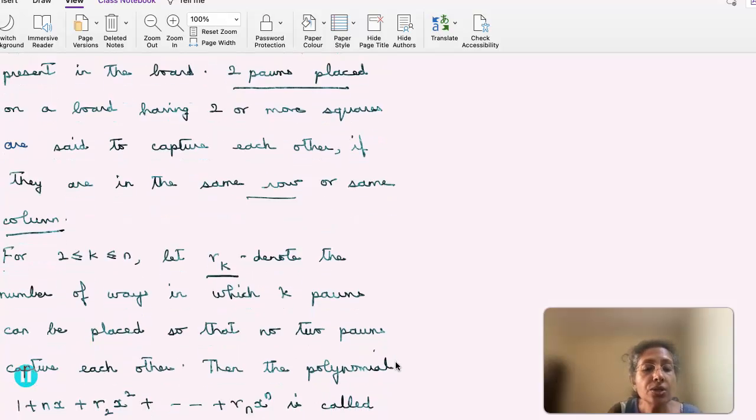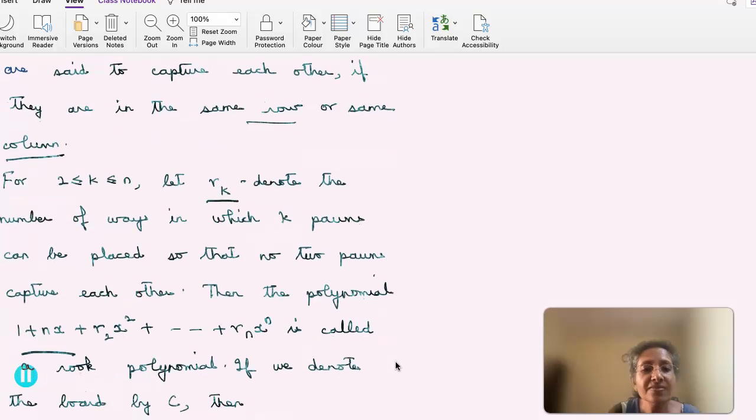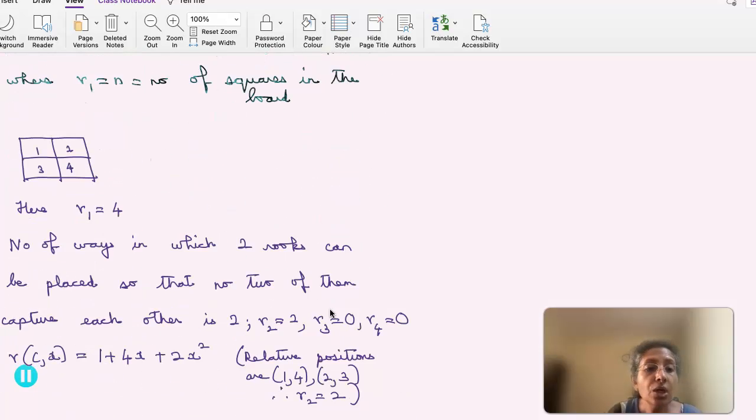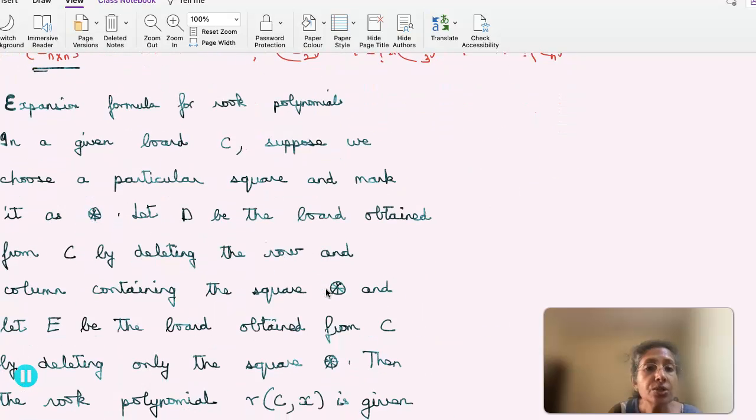And Rk denotes the number of ways in which k pawns can be placed so that no two pawns capture each other. And the polynomial 1 plus r1x plus r2x squared plus up to rnx raised to n is called a Rook polynomial. So basically we need these things from the last class, which we had covered. Now today we'll be doing the expansion formula for Rook polynomials.